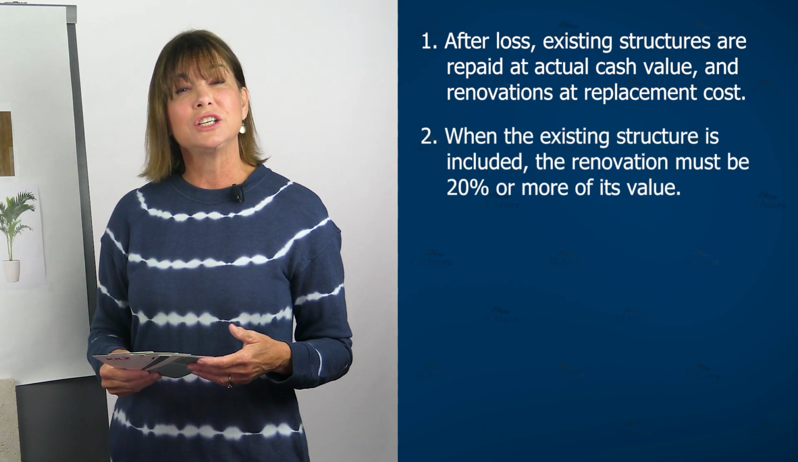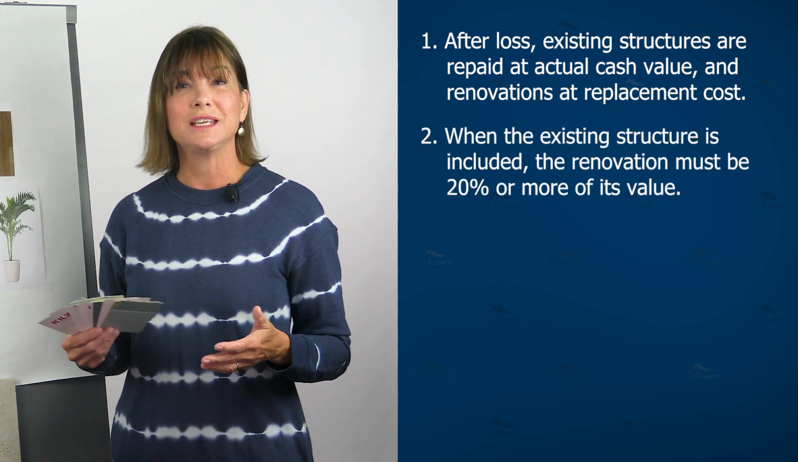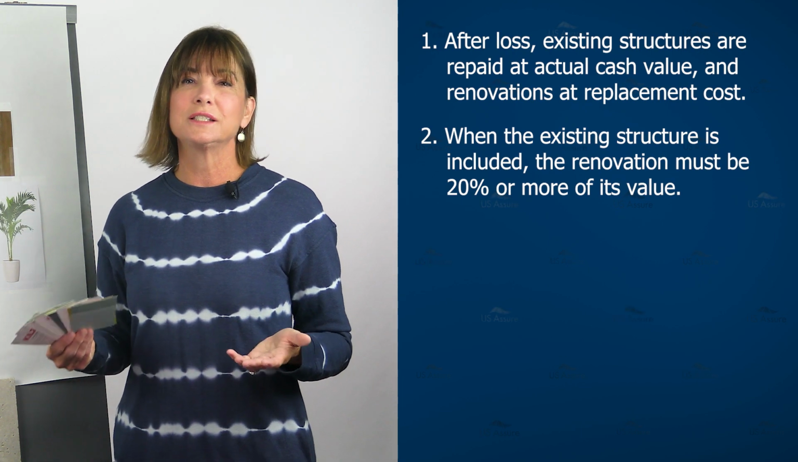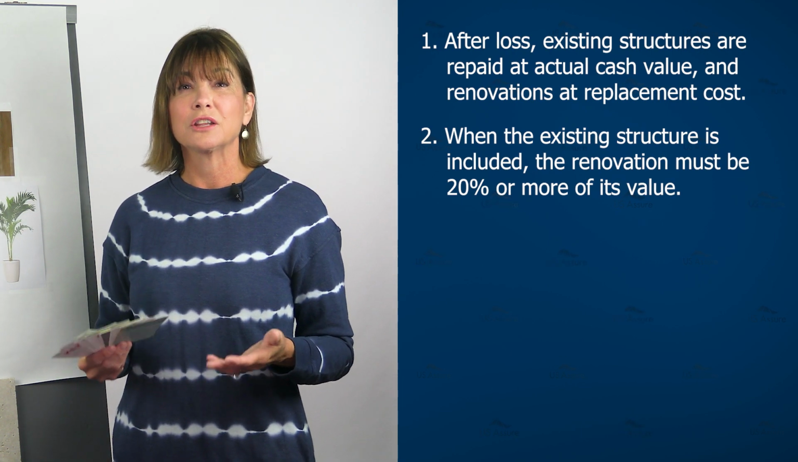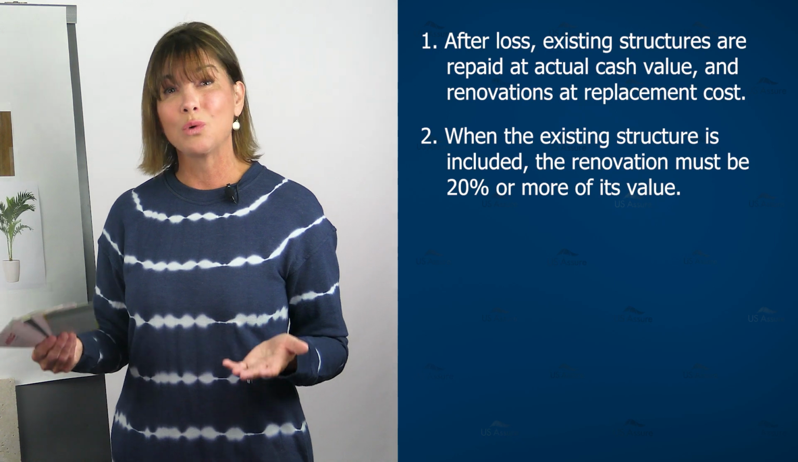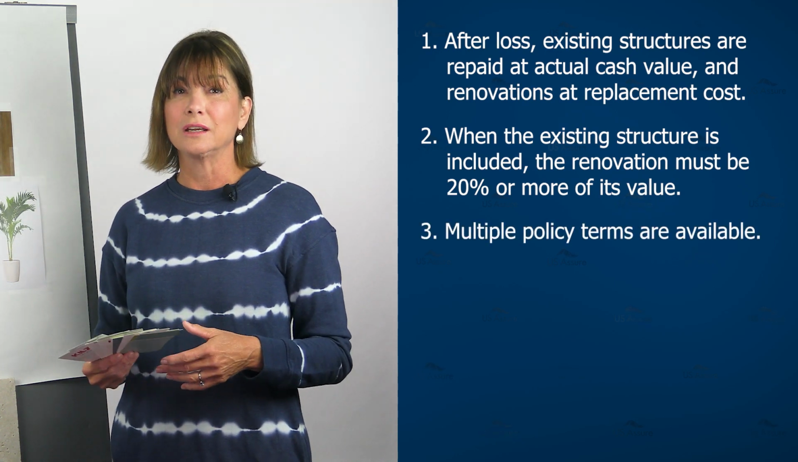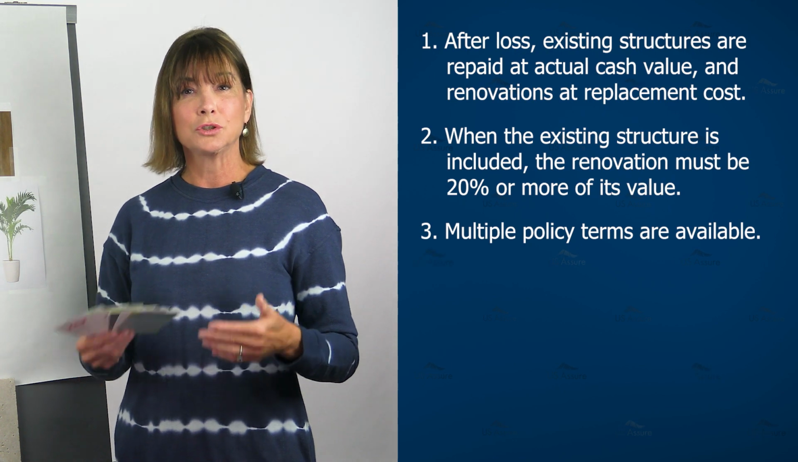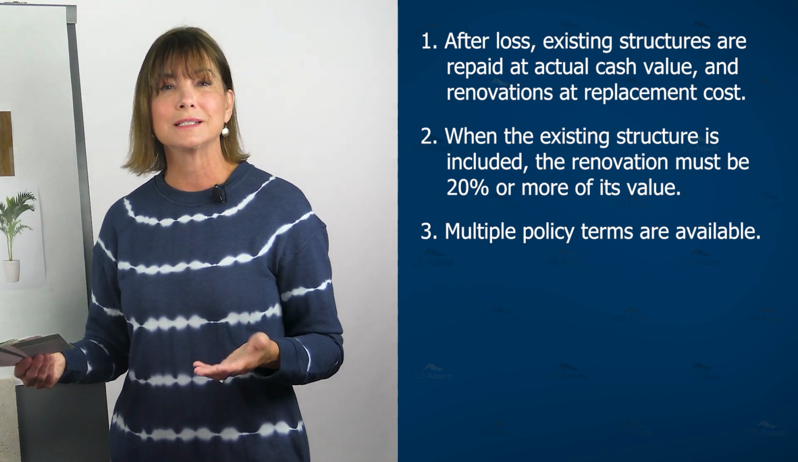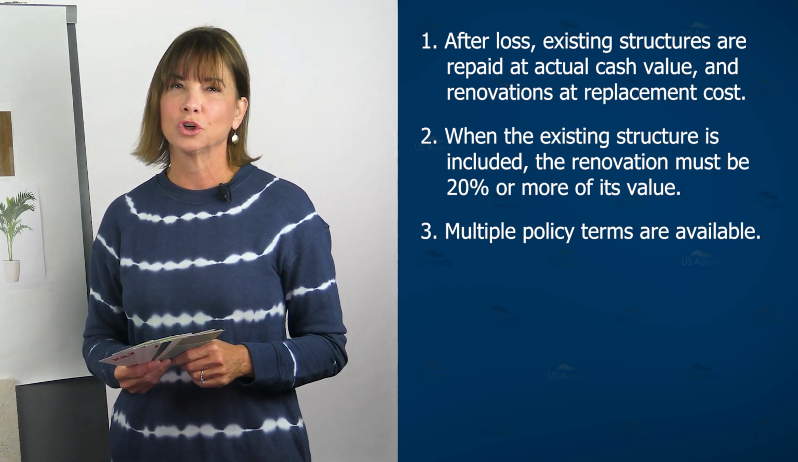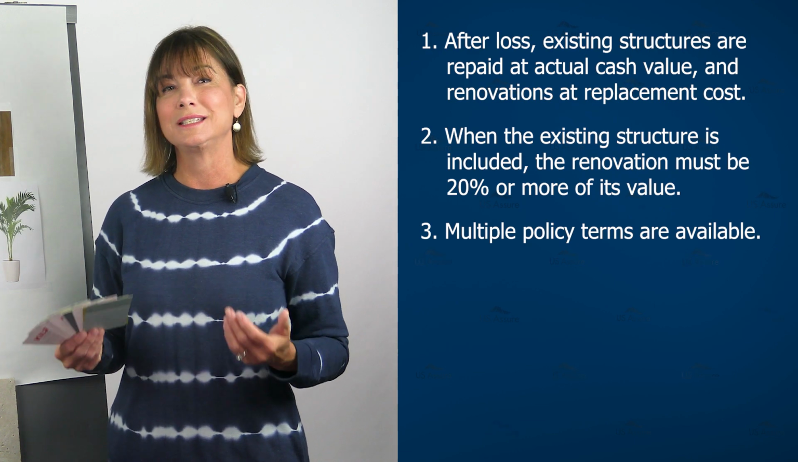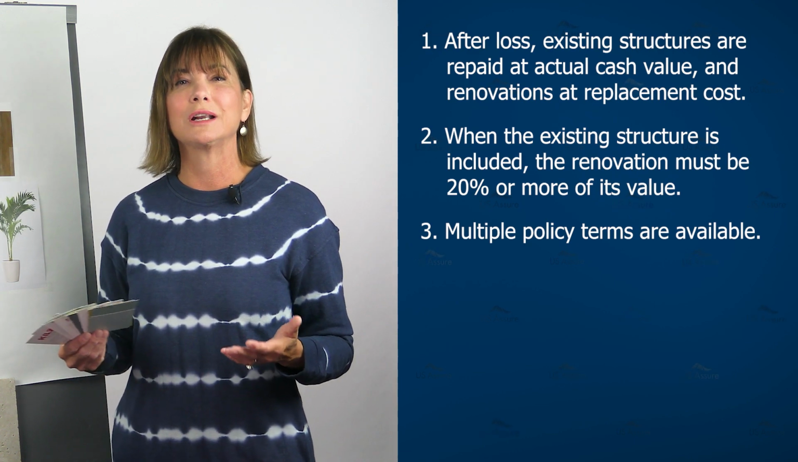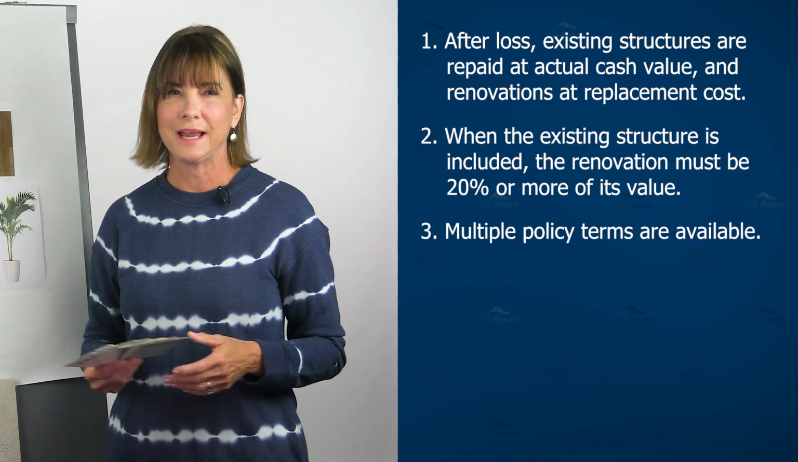Two, the renovations need to be at least 20% of the existing structure value. So if the existing structure is $100,000, the renovations need to be at least $20,000. Three, Zurich can provide term policies for remodeling projects, so 6, 9, or 12 months. However, the 12-month term is not available with existing structure coverage if renovations are less than $50,000.